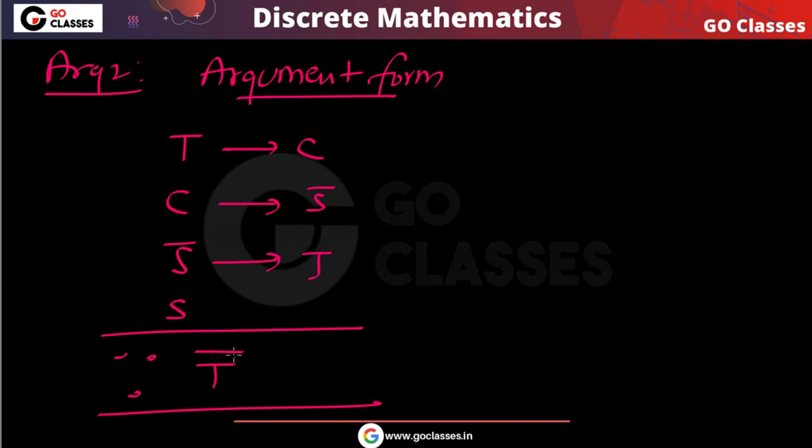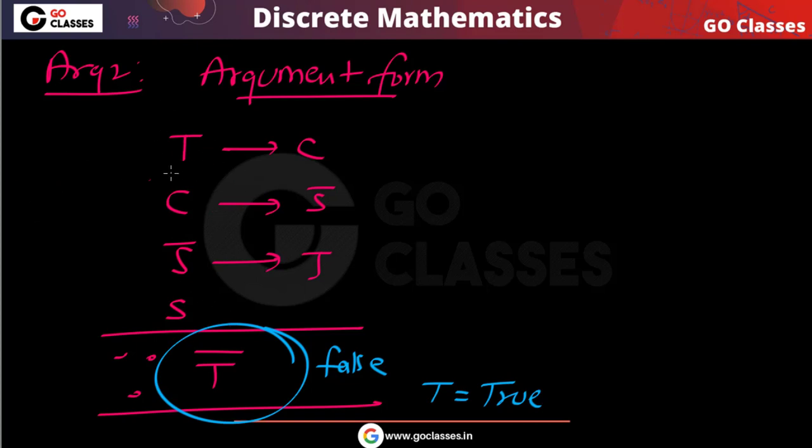I told you the best method: first you make the conclusion false. To make the conclusion false, T must be true. Remember, this T must be true. This T means Tasa, so Tasa leaves. So to make this conclusion false, T must be true.